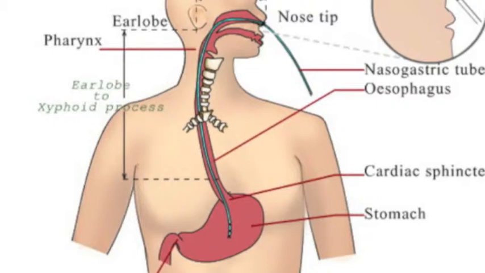So the first one you showed, you said that was a Salem sump, and that's for decompression? You could do decompression because it has this air vent. Levine is just a straight tube, and there's various sizes. We won't get into that right now. Various diameters and lengths. And that's for instillation of feedings.